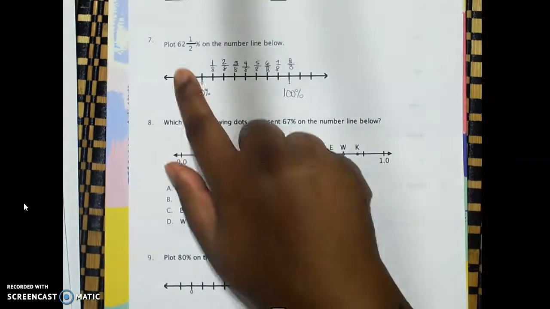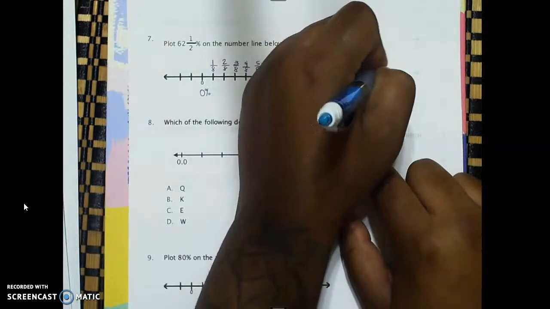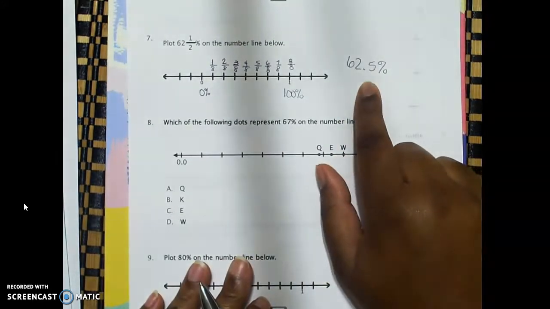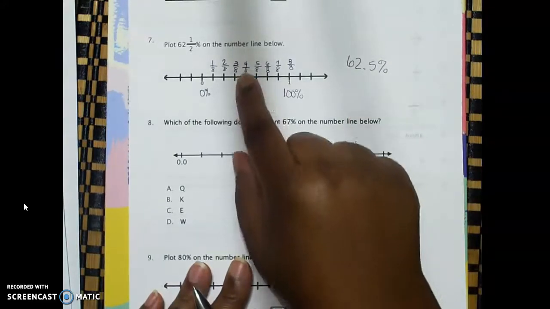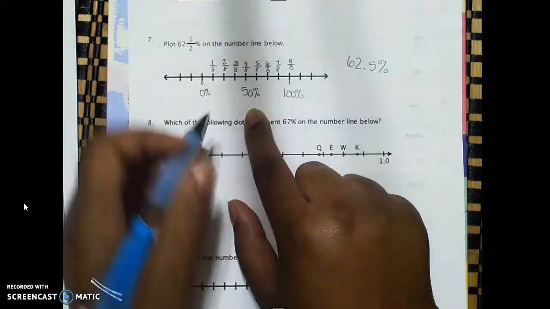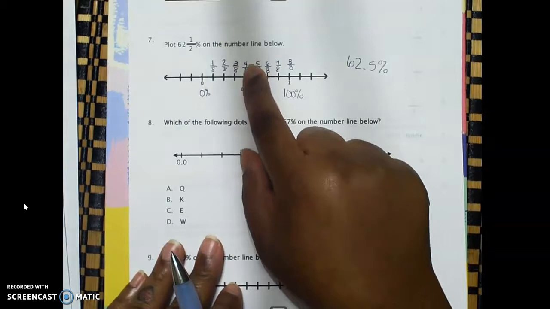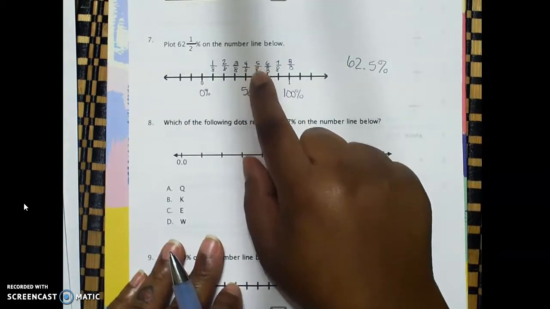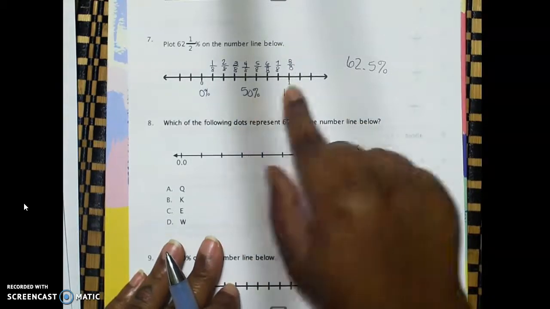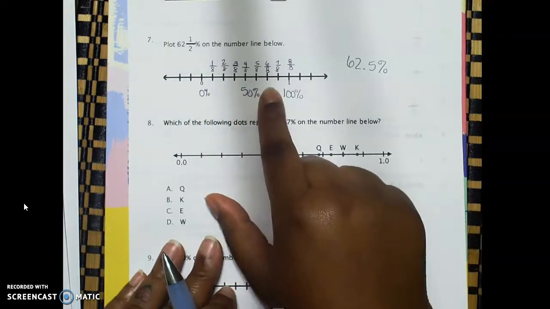Okay, so it's asking me to plot 62.5%. Well, okay, so I know that that's going to be more than half. So I know that it's going to be more than 4/8 because 4/8 is just 50%. But I'm not sure. I don't know these percentages. What I could do is I could divide 5 divided by 8 to figure out the decimal and change that decimal to percent. Or I could use what I know based upon the number line here.